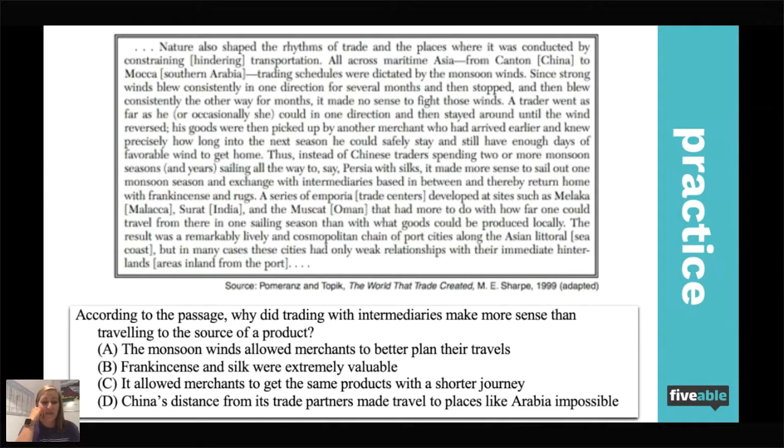Was it A, the monsoon winds allowed merchants to better plan their travels? B, frankincense and silk were extremely valuable? C, it allowed merchants to get the same products with a shorter journey? Or D, China's distance from its trade partners made travel to places like Arabia impossible? So A, B, C, or D?